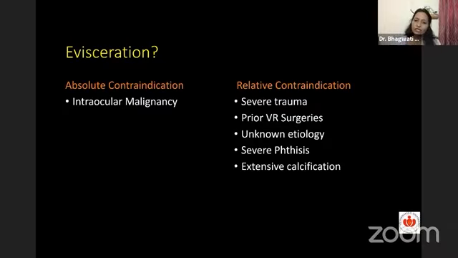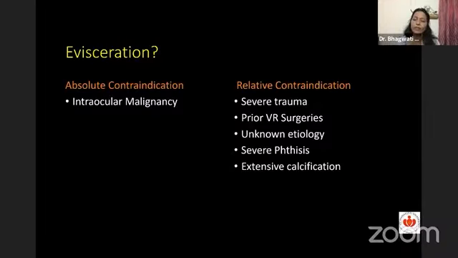We should also avoid evisceration in a few cases, such as severe trauma, where the uveal tissue is going to be adherent and it is very difficult to clear the uveal tissue from the sclera, or where prior VR surgeries have been done, like cryotherapy or laser therapy has been given. So again, the clearing of the uvea is very difficult in such cases.